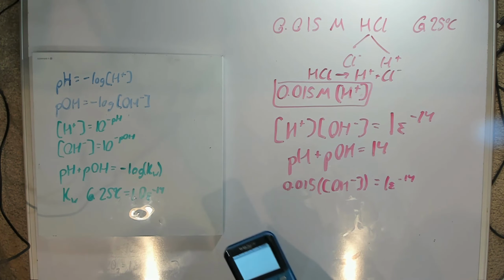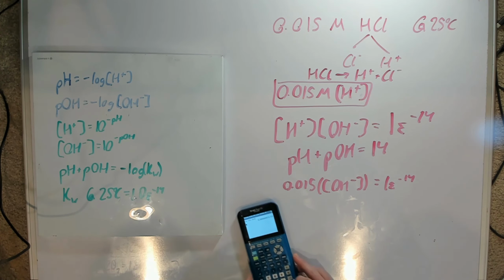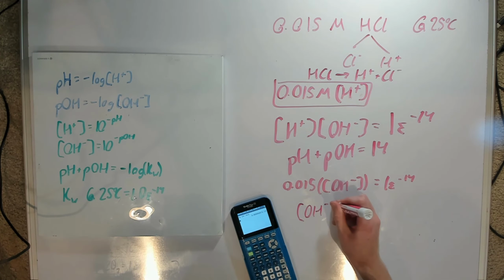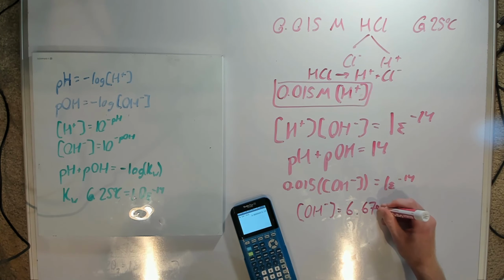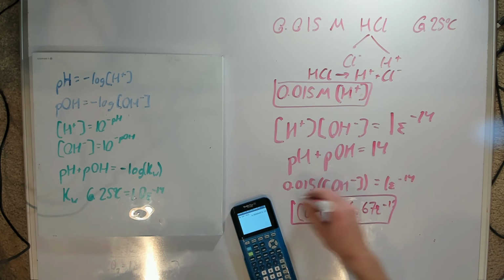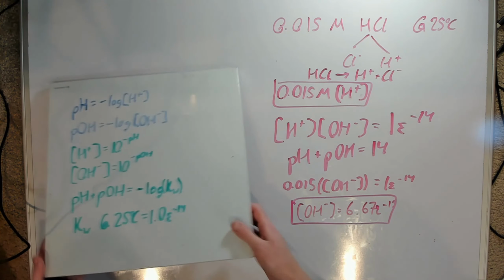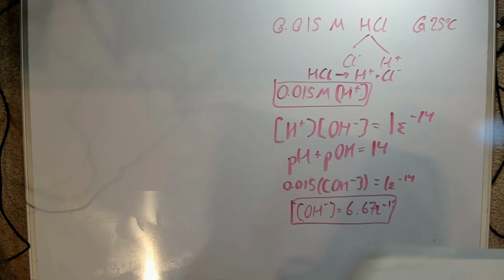So 1e to the negative 14th divided by 0.015 is equal to the concentration of OH minus, which is 6.67e to the negative 13. Now we have the concentration of OH minus. Because the rest of it is rather simple, I'm just going to move this over here because these are the only ones I'm going to be using after this point.